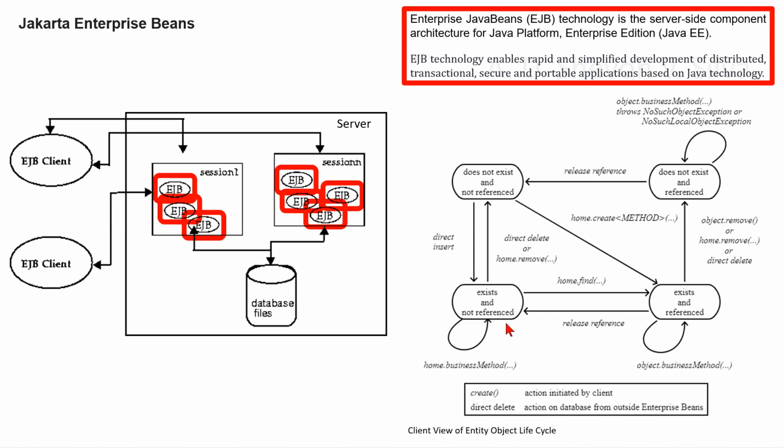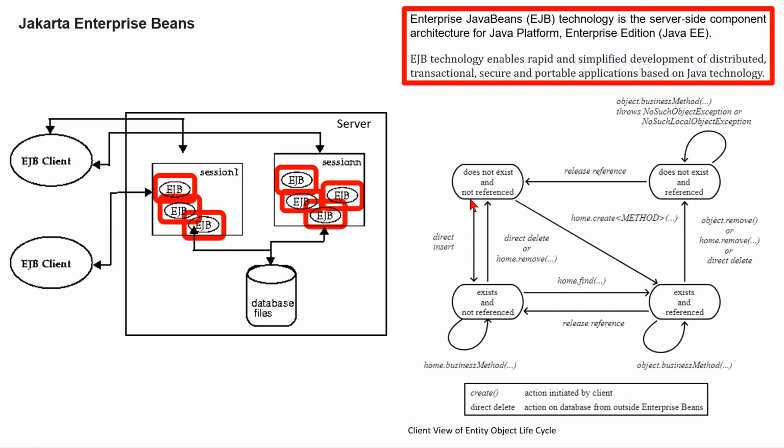Here you can see the client view of the entity object life cycle. Here you can see does not exist and not referenced. It is connected to exists and referenced via the home.create method. Create is an action initiated by the client.